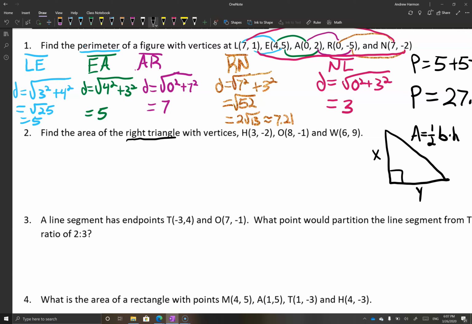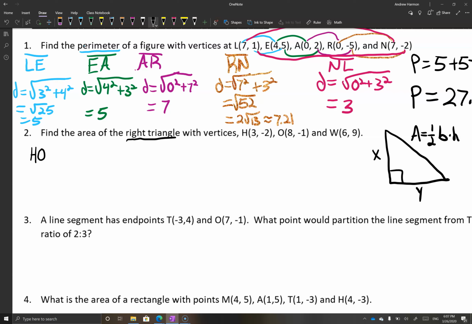So all we have to do is figure out which two sides are going to be perpendicular to each other, and then from there we can figure out the area by multiplying those two sides and then multiplying by 1/2. So let's do that. So first off, let's figure out the slope of each side to figure out what's perpendicular.